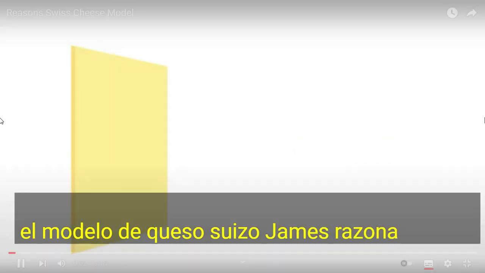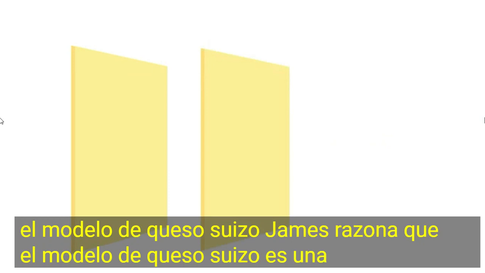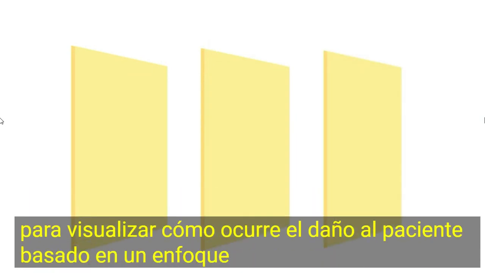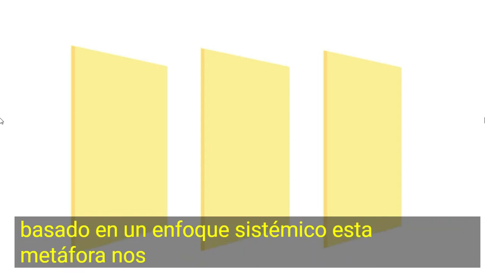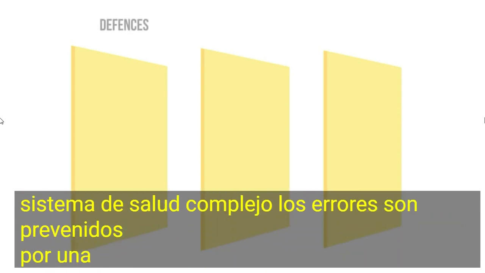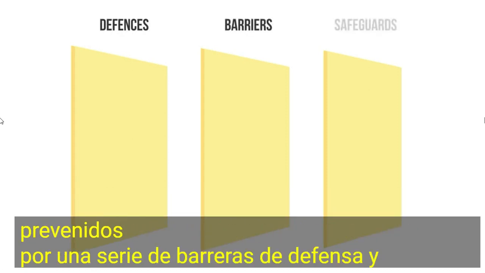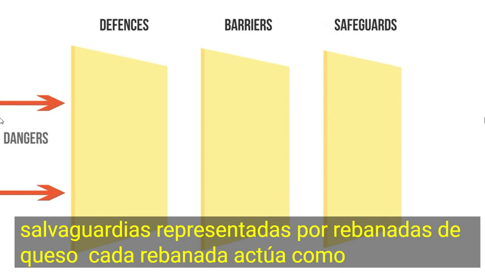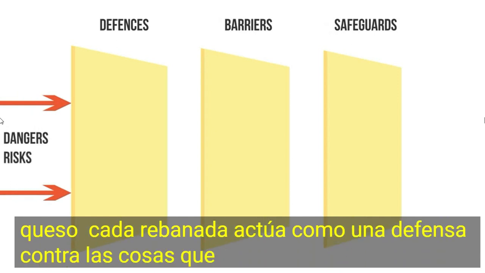The Swiss cheese model. James Reason's Swiss cheese model is a simple metaphor to visualize how patient harm happens based on a systems approach. This metaphor shows us that in a complex healthcare system, errors are prevented by a series of defenses, barriers, and safeguards, represented by slices of cheese. Each slice acts as a defense against things going wrong.